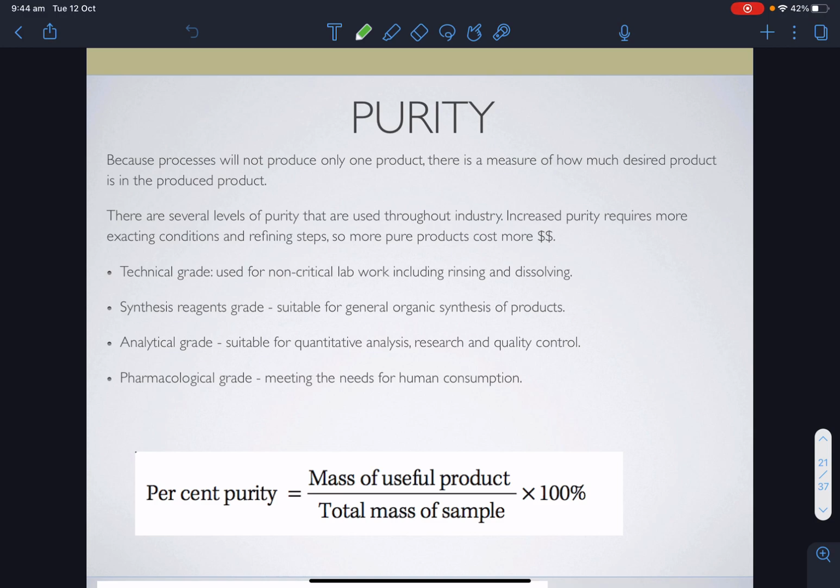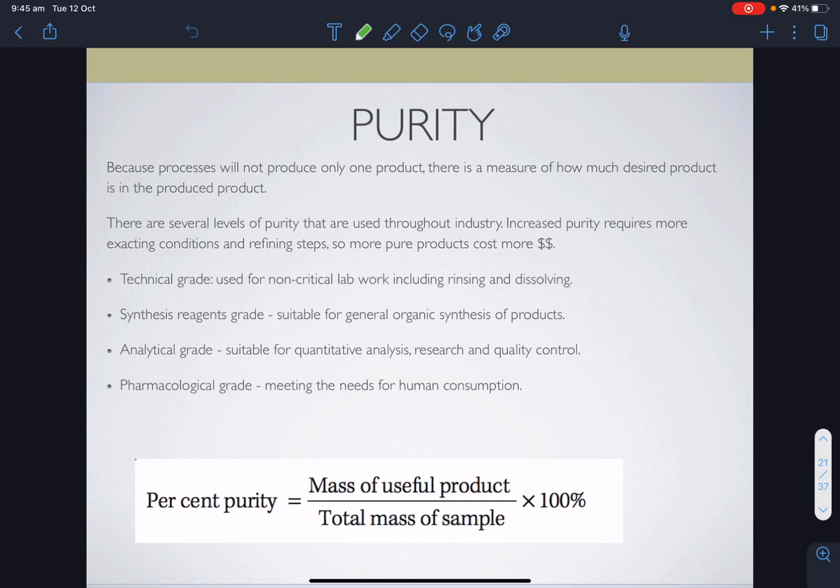After that, you've got analytical grade. It's suitable for when you're doing analysis of small concentrations and stuff like that. So it's good in research and quality control purposes, and very expensive. And the top one, pharmacological grade, needs to meet the needs for human consumption. So we don't want any trace elements in there. We want it as high purity as possible when we're putting it in our bodies.